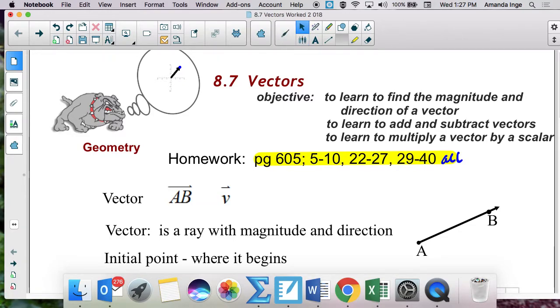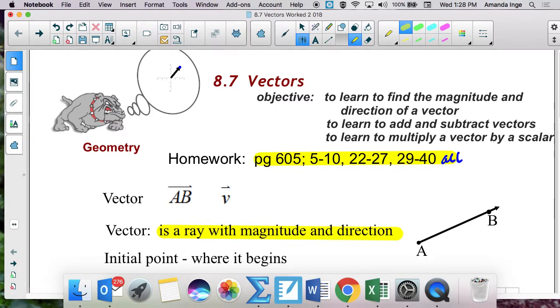So today we're going to talk about vectors. And you'll use vectors in physics when you get there next year. But a vector is a ray that has magnitude and direction. Magnitude is a fancy word for length, and direction, of course, is which direction it's going.